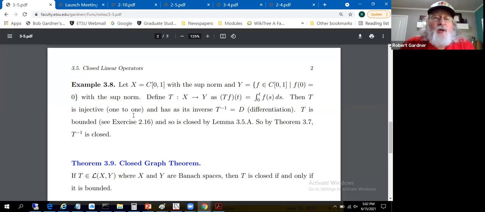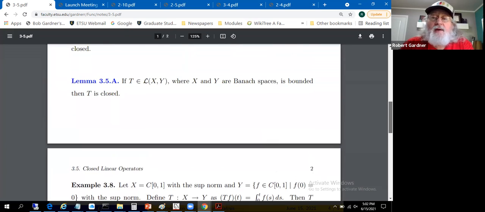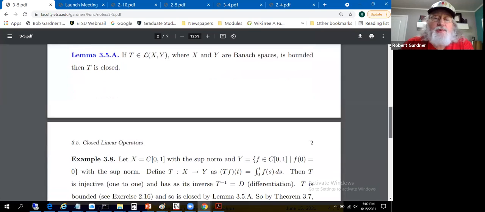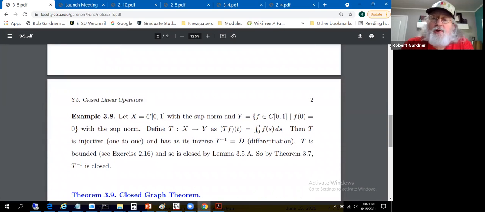T is 1-to-1. A given function under these conditions can only have one such antiderivative. So T has an inverse. And in fact, that inverse is differentiation. So we're looking at an inverse transformation here. We were just talking about, from Theorem 3.7, the inverse transformation being closed. So we can draw a conclusion from that.